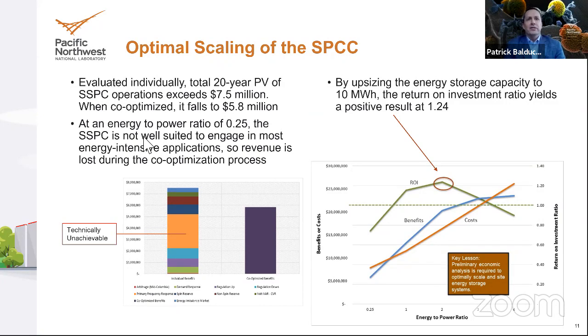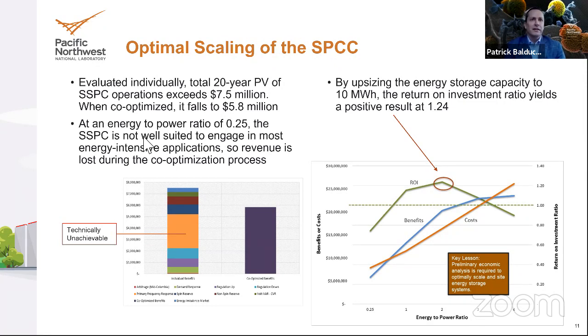So a note on the optimal scaling of the Salem Power system. First of all, when we evaluated the values individually, you can see them stacked there. We estimated value at about $7.5 million in present value terms. Now that's technically unachievable. When we co-optimize, we can see that the values are reduced by about 25% or a bit more, I think, down to $5.8 million. So co-optimization was essential here.